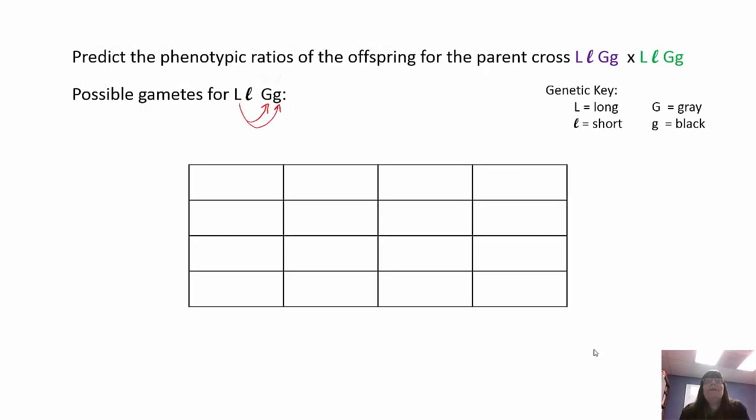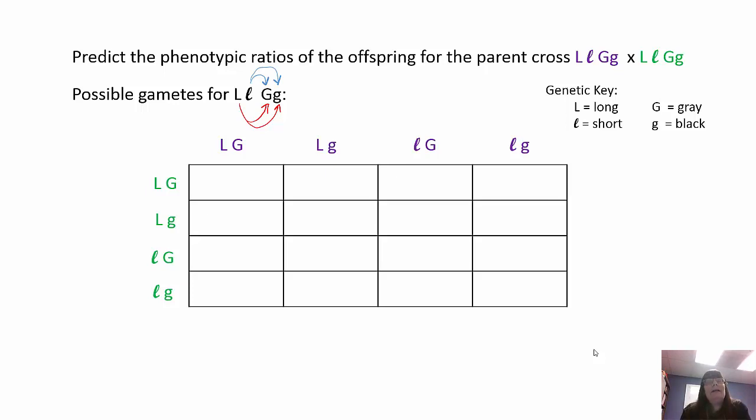So, just like that. If we cross big L, big G, little g, so two heterozygotes, what are the possible gametes we have? We have big L, big G; big L, little g; little l, big G; little l, little g. For both. They're both heterozygotes.